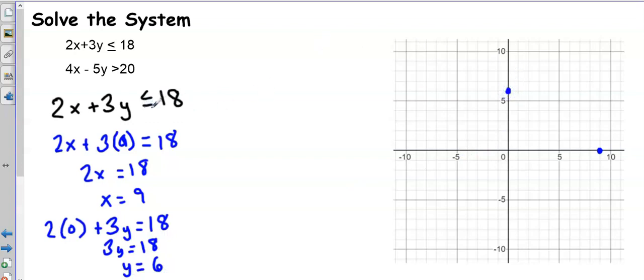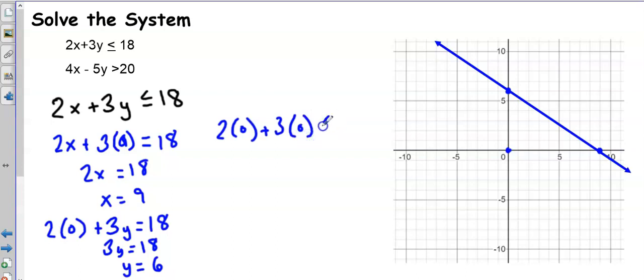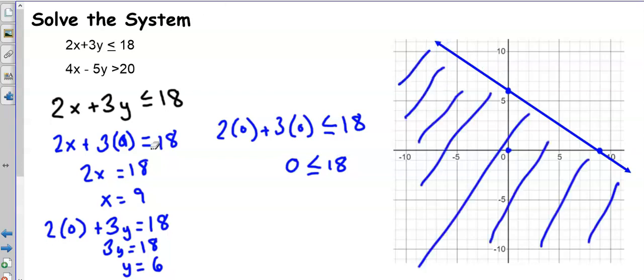Now this has a line underneath it, so when I draw my line, I want to make it a solid line. And then to figure out where I want to shade, I'm going to use a test point. So I'll pick 0, 0, my favorite test point, and go back to my original inequality, substitute 0 in for x and y, and I'll see if this makes a true statement. So this is 0 plus 0. 0 is less than or equal to 18. So that means I'm going to shade this region. All right, so that's one inequality.